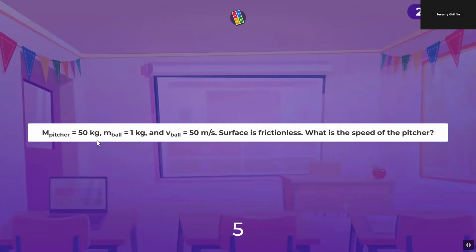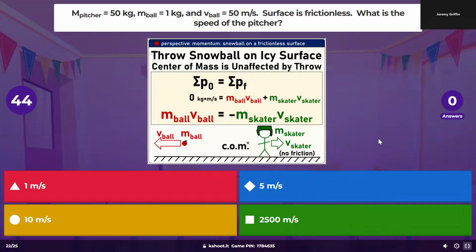Mass of the pitcher, 50 kilograms. Mass of the ball, let's call it 1 kilogram. And it's being thrown at 50 meters per second. Surface is frictionless. Hey, it's the magic school bus question. So, guys, we got 1 times 50 going to the left. Do we have 50 times 1 going to the right? I just gave you the answer, because there's 0 momentum in the system.